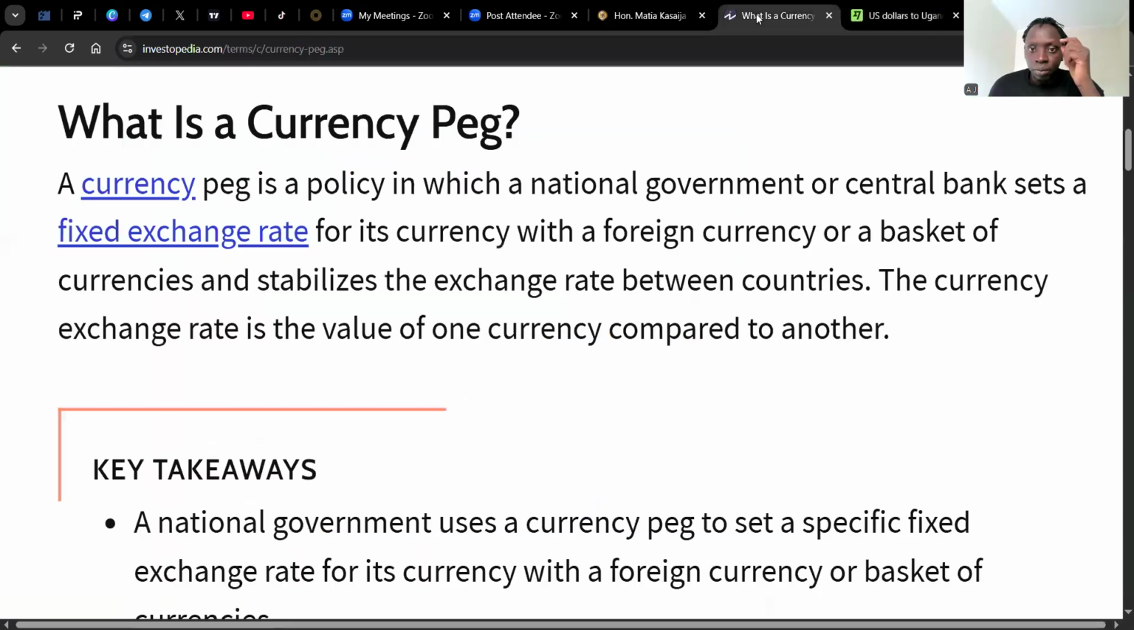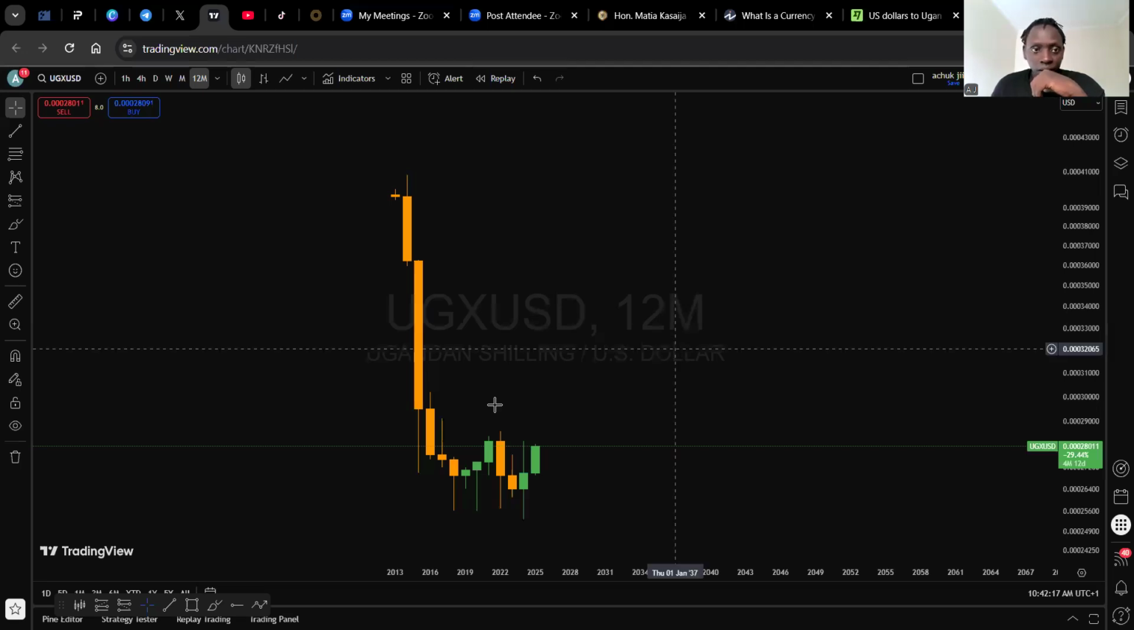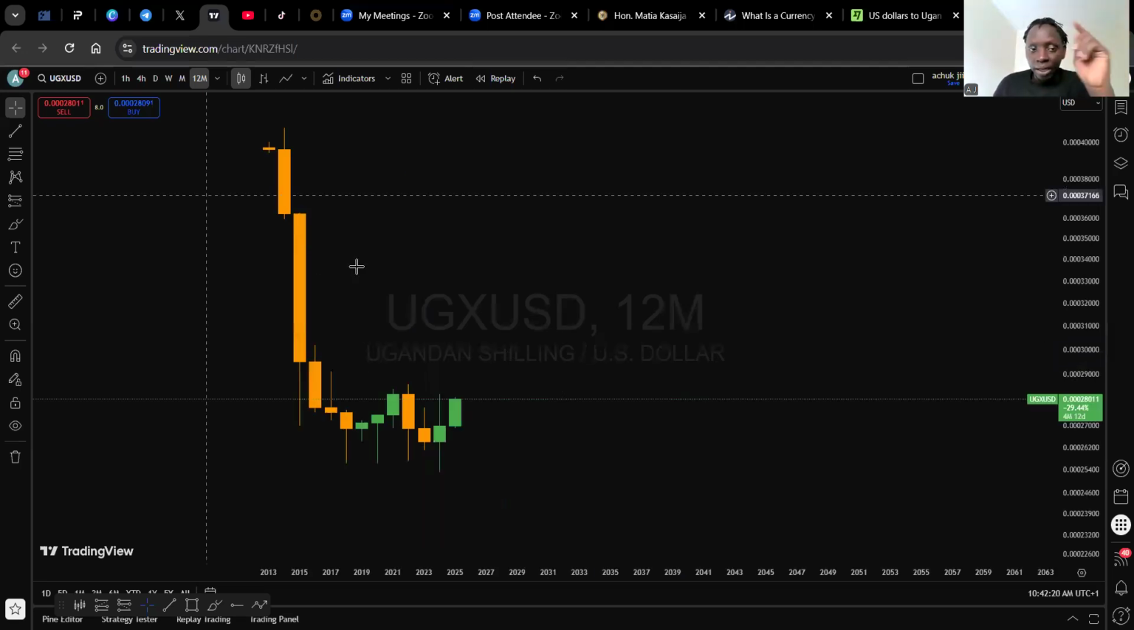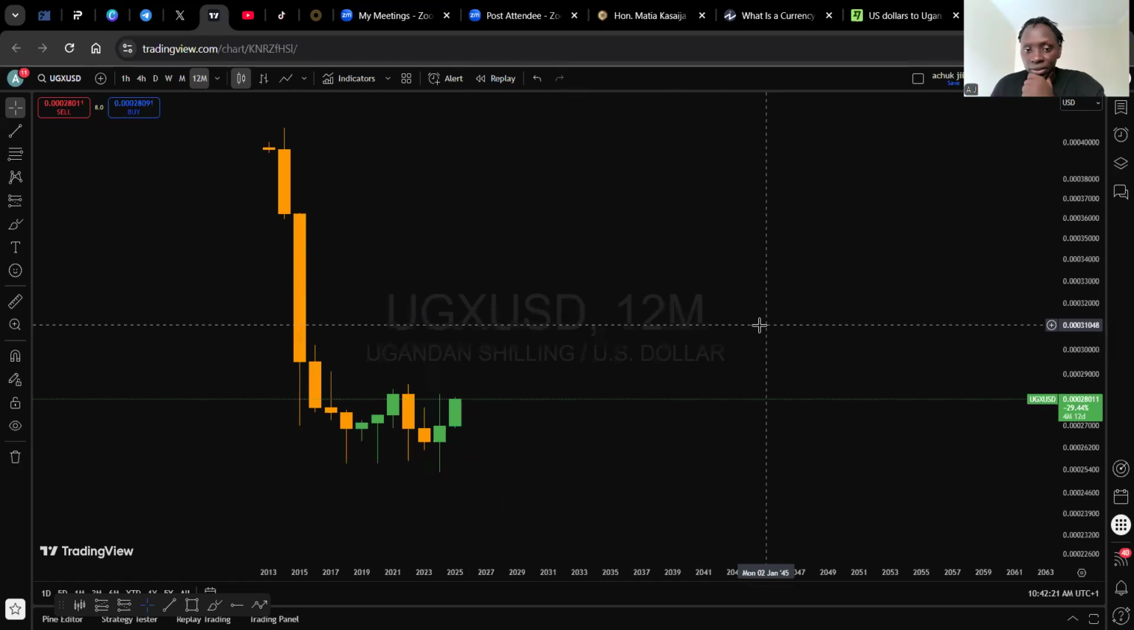Don't forget, we were talking about the currency pegging. There's a peg there whereby the Ugandan shilling is backed up by the dollar, sometimes by gold. And this makes it not go beyond a certain limit. Okay, so now how do you apply this to be able to make money in the long term? Let me show you the Ugandan charts. So this is the yearly chart for the Ugandan shilling against the United States dollar.